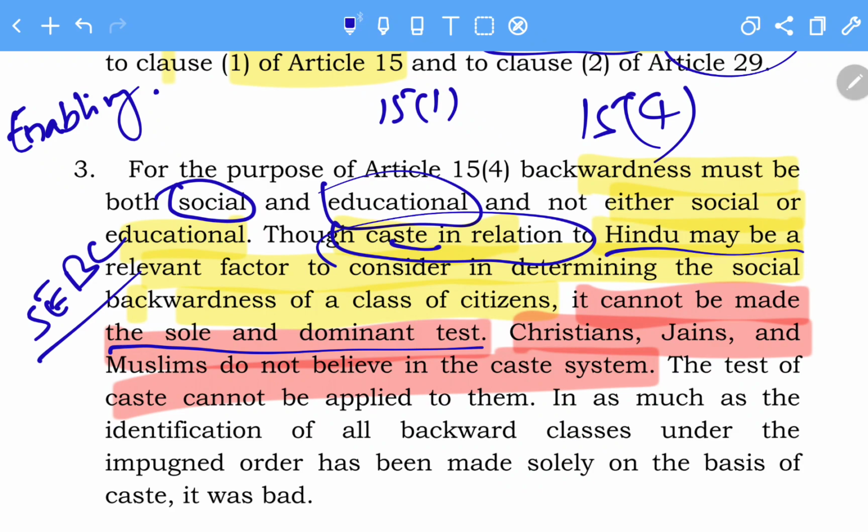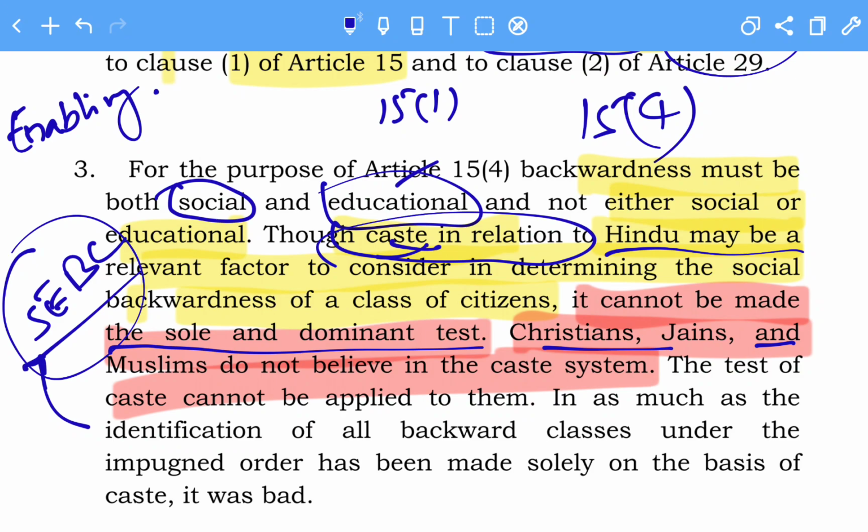educationally backward class? So therefore the court said that if you restrict the definition of the SCBC, that means socially and educationally backward class, only to caste, then that would be problematic particularly for this community of people, Christians, Jains, Muslims, because they do not believe in it. However, caste can be taken into account, but it is not going to be the sole basis. So this is how the court has given a definition of how to identify the SCBC community. For this SCBC, the people must belong to both kinds of backwardness, social and educational as well.